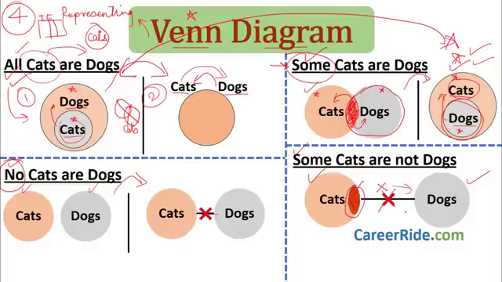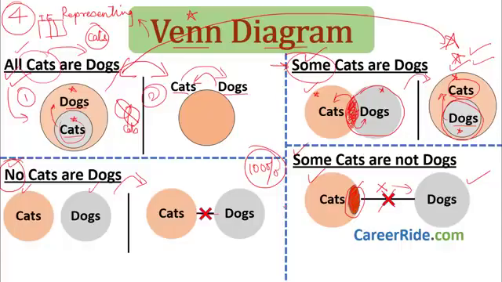These are the very basic Venn diagrams which would be useful for solving almost all the sums related to syllogisms or possibilities. Nothing else is needed, only these things. If you understand this, you will be able to tackle the sums related to possibility.